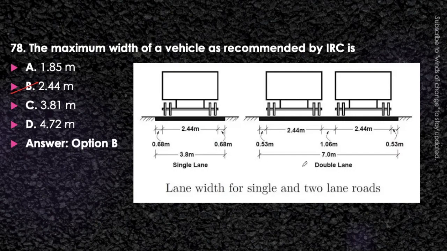While in case of the double lane, if the width is 2.44 meter, there will be a gap of 1.06 meter and a clear space of 0.53 meter at both sides. The total width will become 7 meter in case of the double lane. This is very important to memorize. That's why I am telling you here. Please picture it and keep it in your mind.